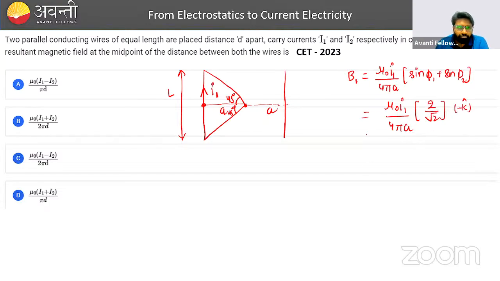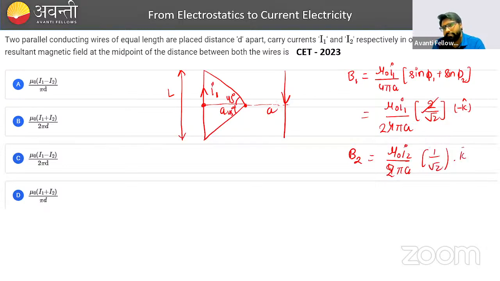Clear. Now, talking about the outside, this will cancel out. B2 will be mu naught I2 upon 4 pi A, and I2 current is flowing in the opposite way. So the magnetic field is coming outward, out of the plane. Same way, this will become 2 by root 2 into K cap.